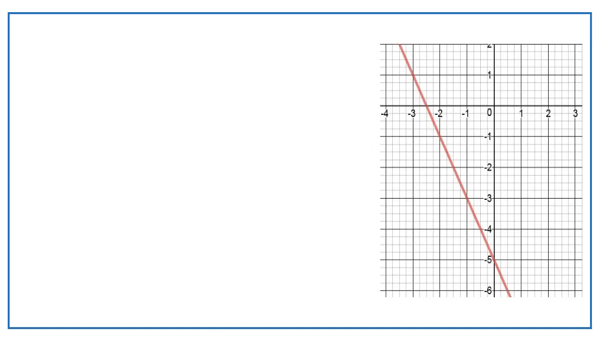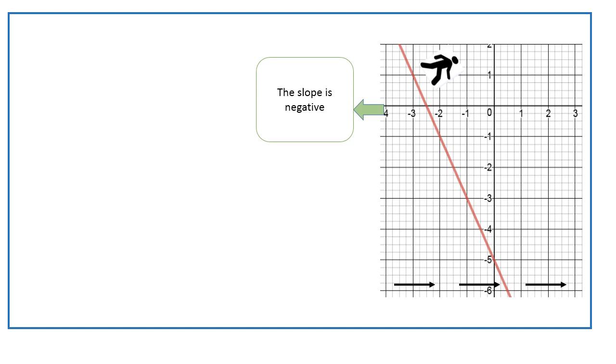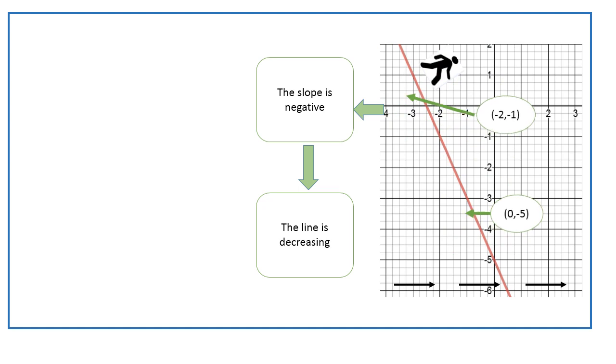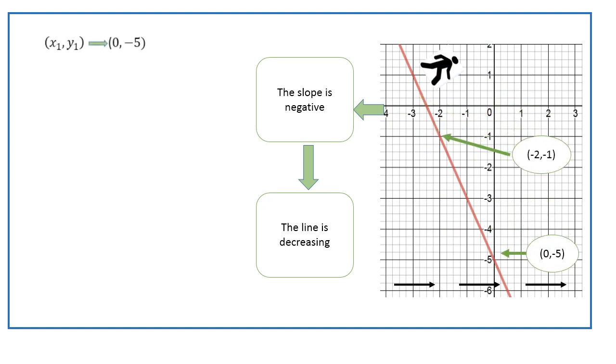Let's take an example for the second case, and we want to write the linear equation of the figure below. Let's start by imagining a man moving from left to right. Then the man is moving downward. Then the slope of this line must be a negative number, and we can say the line is decreasing. Now we want to calculate the slope by choosing 2 points on the line. The first point equals (0, -5), and the second equals (-2, -1).